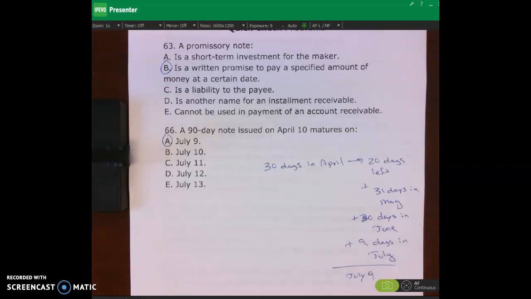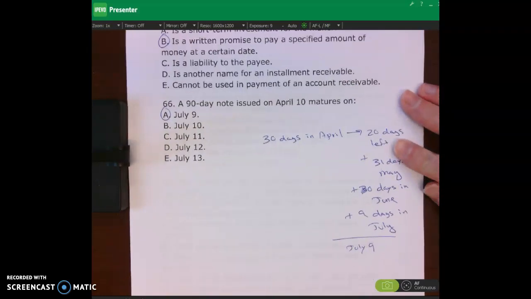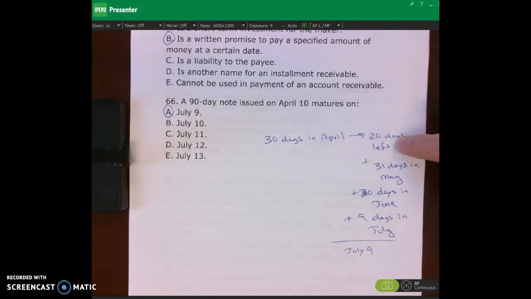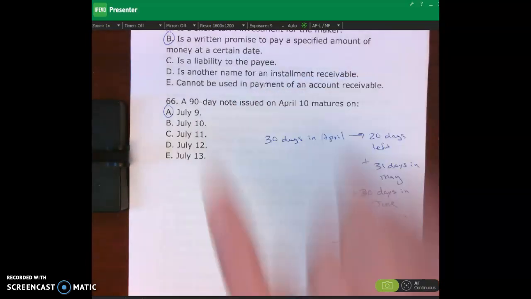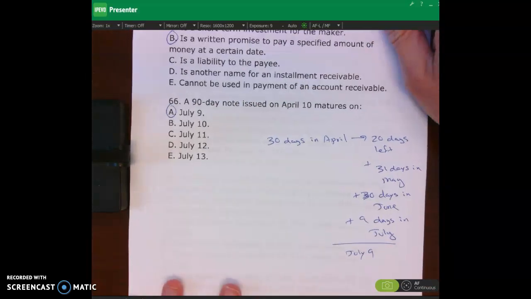So let's look at number 63 here on page 204. A promissory note is B. It's a written promise to pay a specified amount of money at a certain date. Let's look at number 66, a 60-day note issued April 10th matures on... this is just an exercise in looking at the calendar. There's 30 days in April. This is on the 10th, which means there's 20 days left. 31 days in May, 30 days in June, and then you have to add 9 more to get up to the 90 days. So July 9th, A is the right answer.